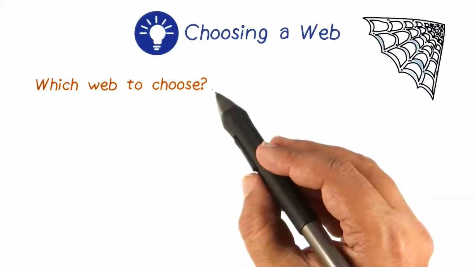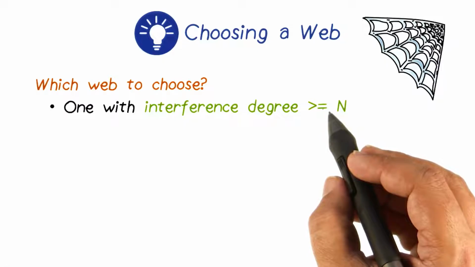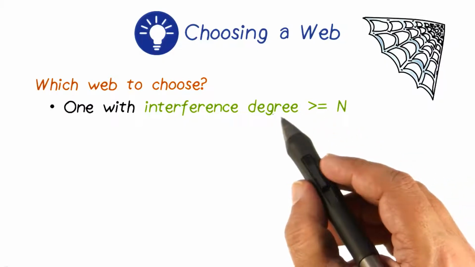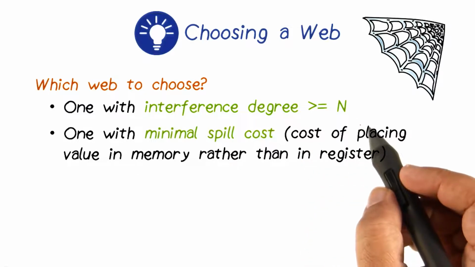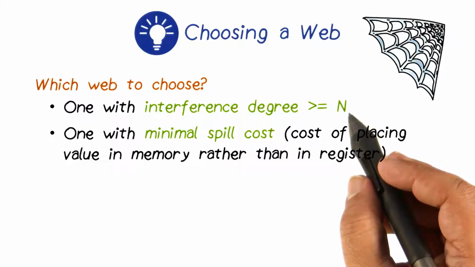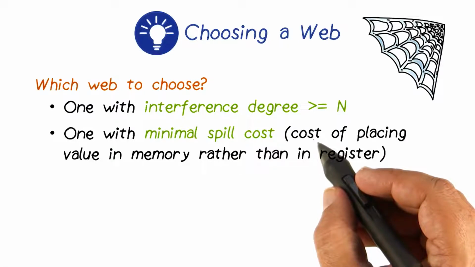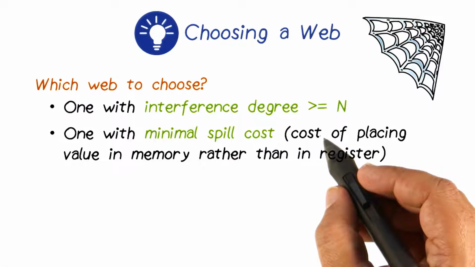For splitting, the question is which web to choose? One of the choices is to take the web which is interfering with the other webs the most, that is, whose interference degree is greater than or equal to n, and take the one with the minimal spill cost. The rationale is that by removing this web and splitting it into pieces, we reduce the interference for many other nodes, and since it has the minimal spill cost, we can use a part of this web in a register, and even if a majority of it does not get a register, it will still not be heavy in terms of loads and stores.